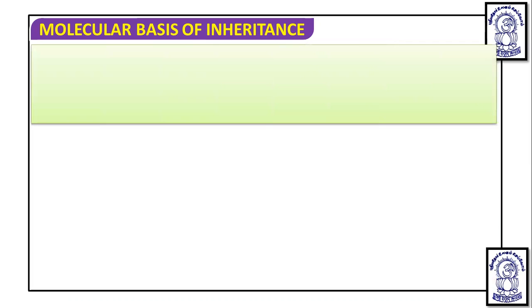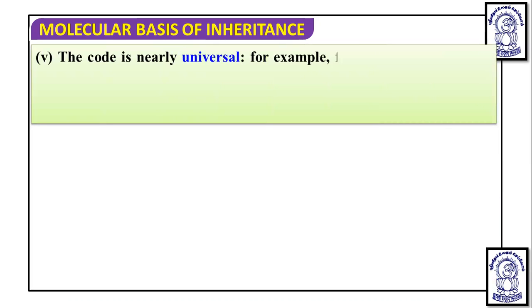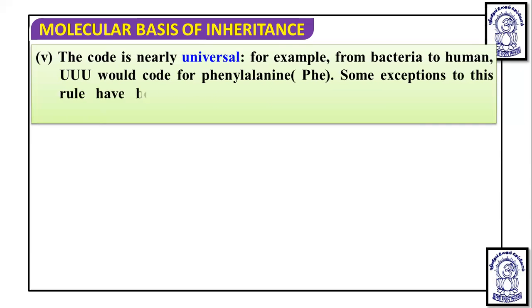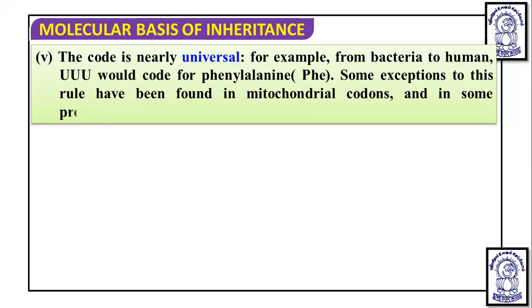Now, the code is nearly universal. Why is it universal? Because, for example, from bacteria to human, UUU is going to code for phenylalanine. Some exceptions to this rule have been found in mitochondrial codons and in some protozoans, where there is a difference. But usually, all the codons which code for a particular amino acid are similar in all different types of organisms.